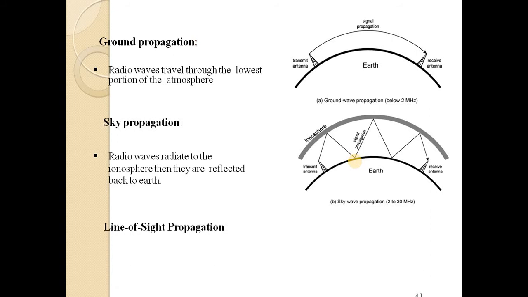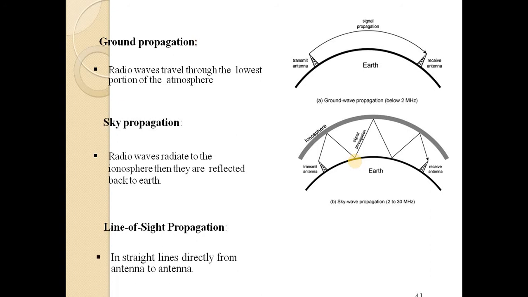Next point is line of sight propagation. What is meant by line of sight propagation? The electromagnetic waves emitted by the transmitter antenna travel directly from the transmitting antenna to the receiving antenna, which is called space wave or line of sight propagation. This type of propagation is also called space wave propagation, and it is used for LOS, meaning line of sight communication, and in satellite communication.